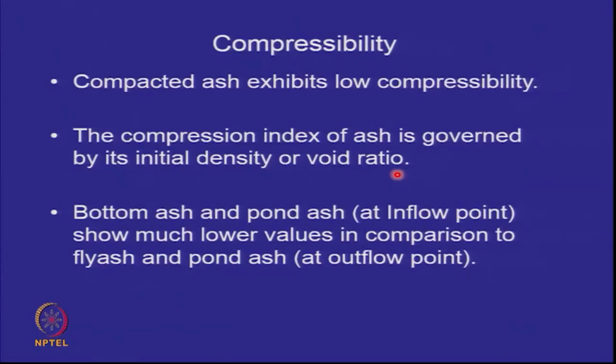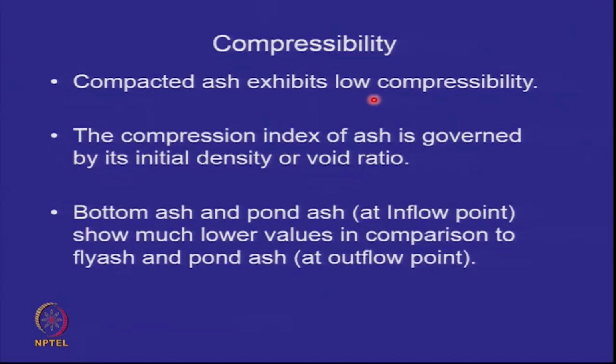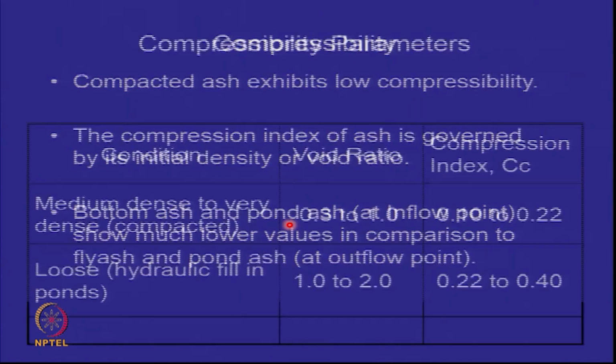We are also interested to know about the compressibility. Does this material show compressibility? Yes. And what kind of coefficient of compressibility do you get? So compacted ash exhibits low compressibility, and the compression index is governed by the initial density or void ratio, and of course bottom ash and pond ash show lower values than fly ash.